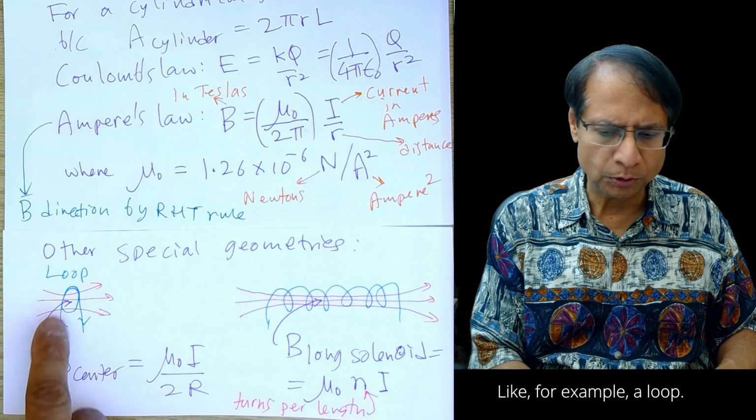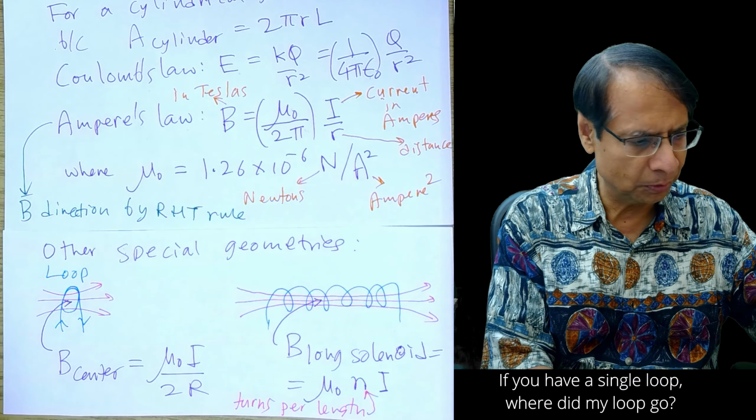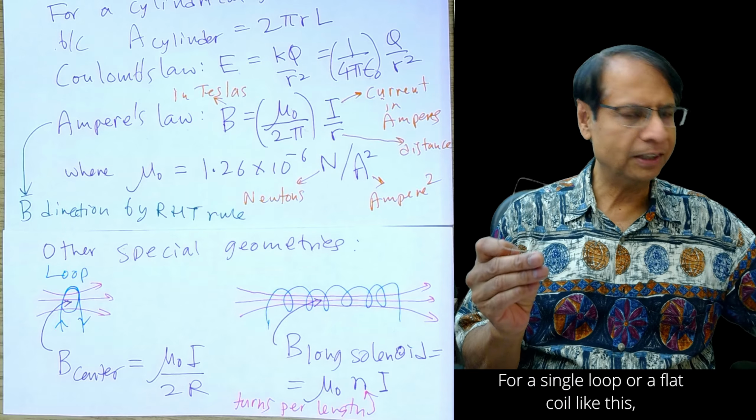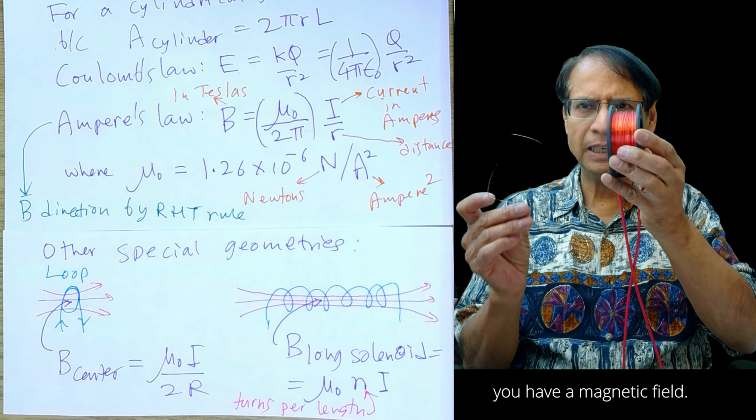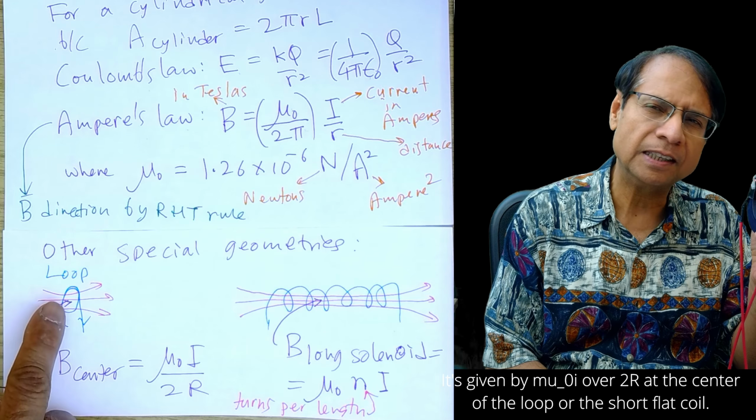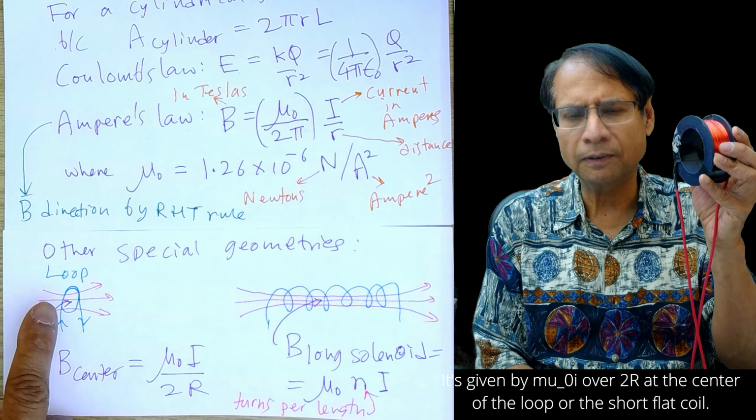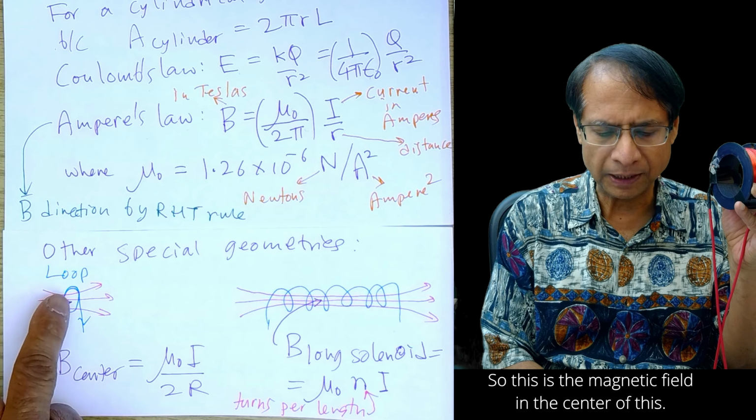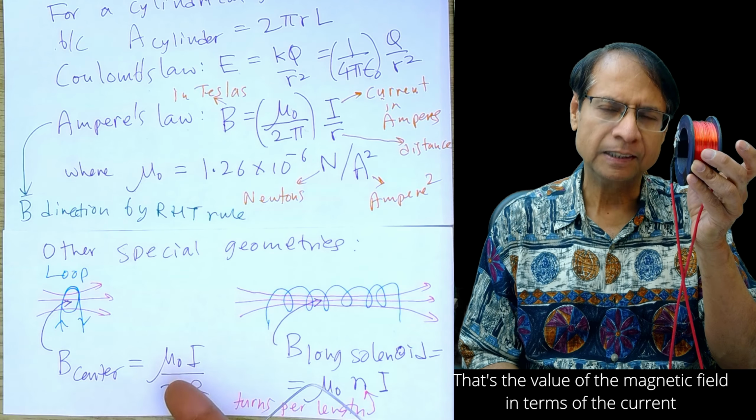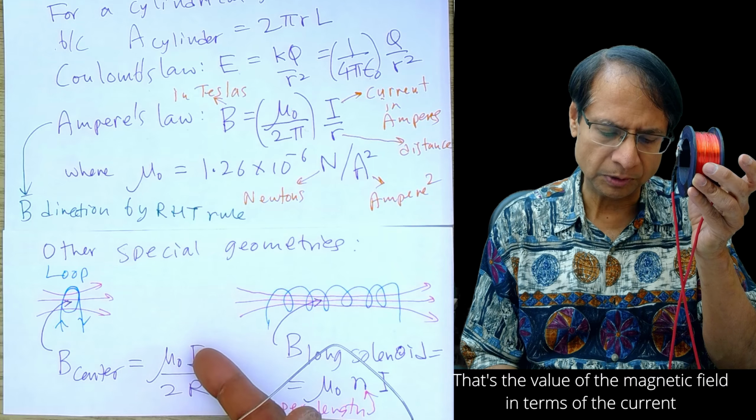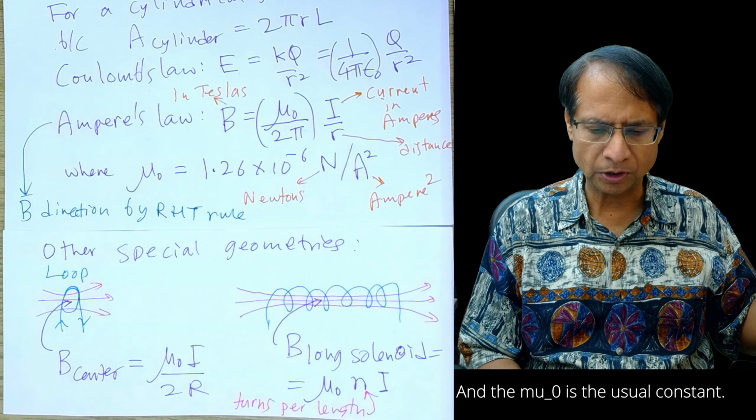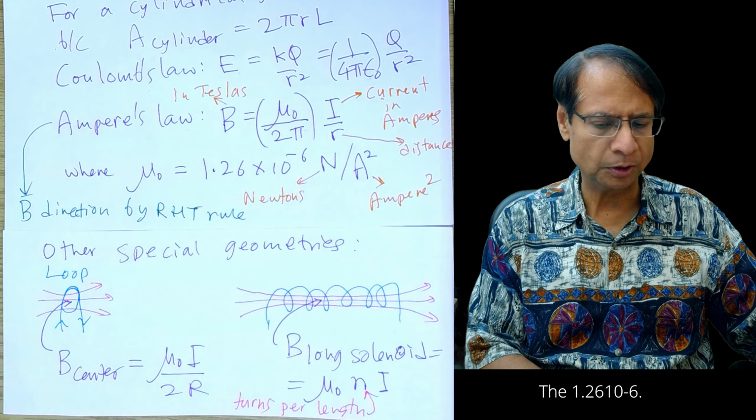Now, however, you can look at the magnetic field for other geometries, like, for example, a loop. If you have a single loop, where did my loop go? There it is. Okay, so for a single loop or a flat coil like this, you have a magnetic field. It's given by mu 0 I over 2R at the center of the loop or the short flat coil. This acts like a magnet, as we've discussed before. That's the value of the magnetic field in terms of the current and the radius, and mu 0 is the usual constant, 1.26 times 10 to the minus 6.